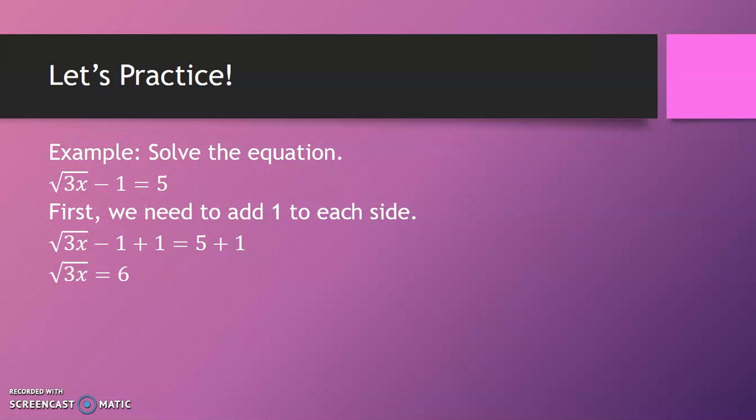Now we have the equation say the square root of 3x equals 6. And this looks like those equations that we've done previously. So we square both sides. So we end up with 3x equals 36. We divide by 3 and we get x equals 12.